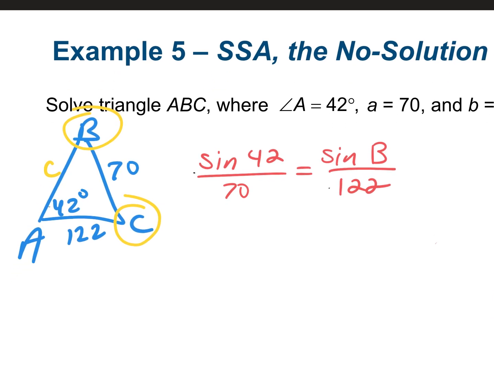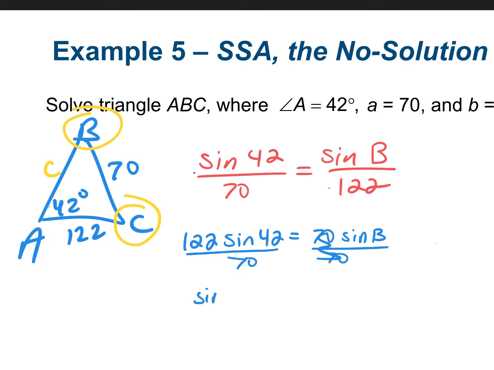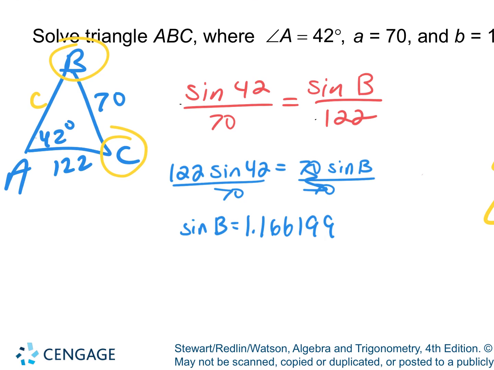So to solve this, we do what first? Cross multiply: 122 times the sine of 42 equals 70 times the sine of B. Divide both sides by 70. So sine B equals, I'm getting 1.166199. Remember, you don't have to write that out. All you need to do in your calculator is know, oh, I have to do the inverse of that. I have to do second sine, second answer. And what does your calculator say? Error. Your calculator tells you, wait, this is impossible.